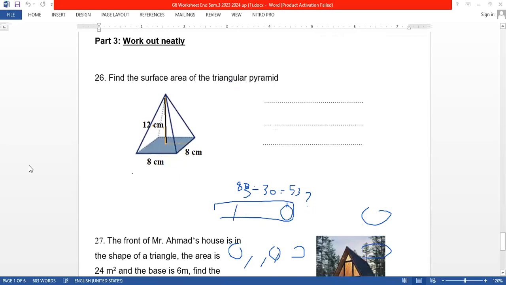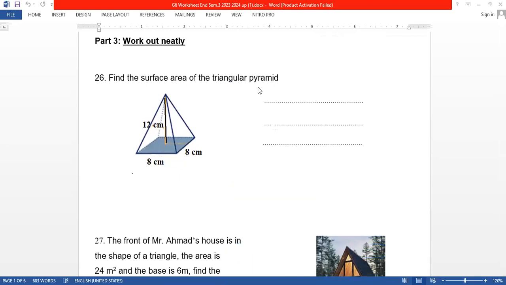Now here you have to show your answer, please. You have to work out on it. Find the surface area of the triangle pyramid. We have found one before. Similar, find the area of the square, which is 8 multiply 8 equals 64. Now 64 is the area of the square.